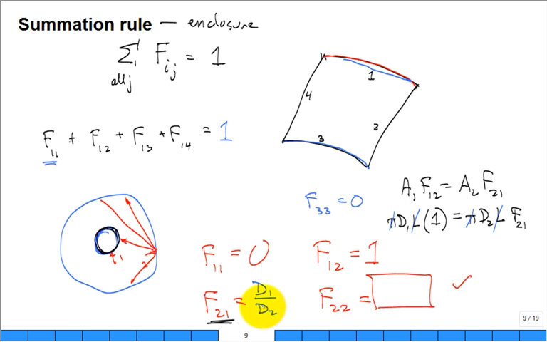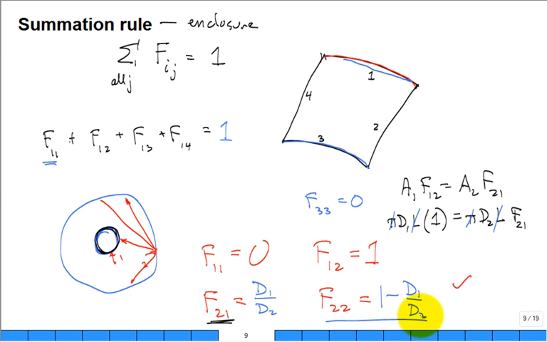If diameter 1 is really close to diameter 2, it's nearly 100%. If diameter 1 is really, really small, well, there's the solution for what that view factor 2 back to 1 is. And then once I know that, guess what I do over here? I get 1 minus d1 over d2. Where did that equation come from?